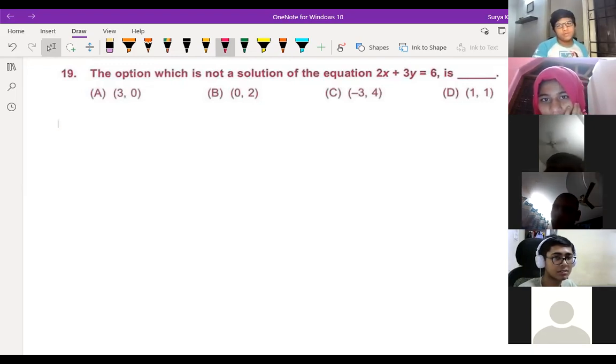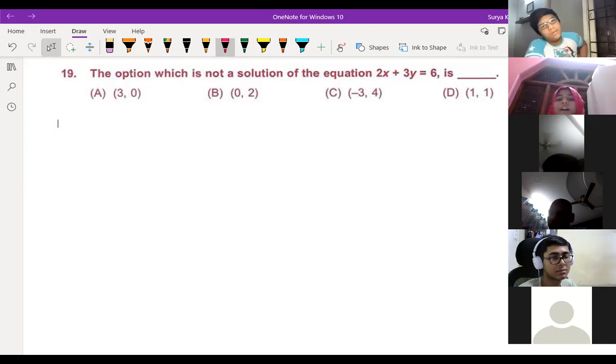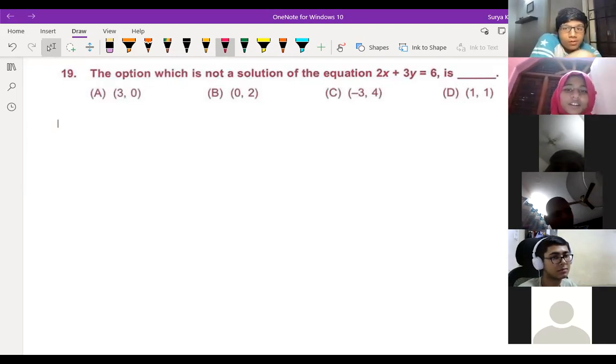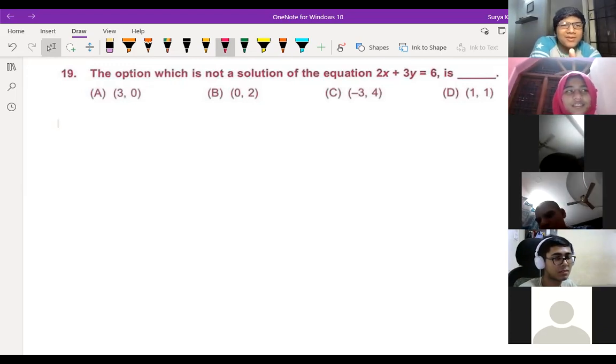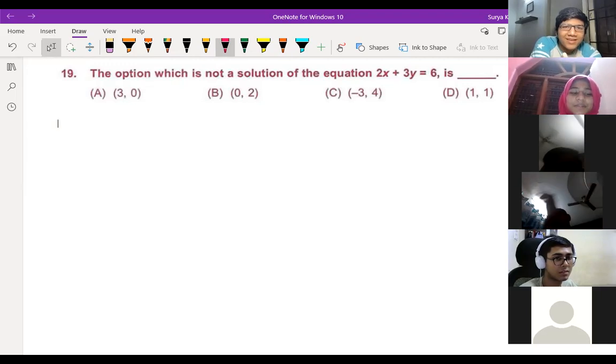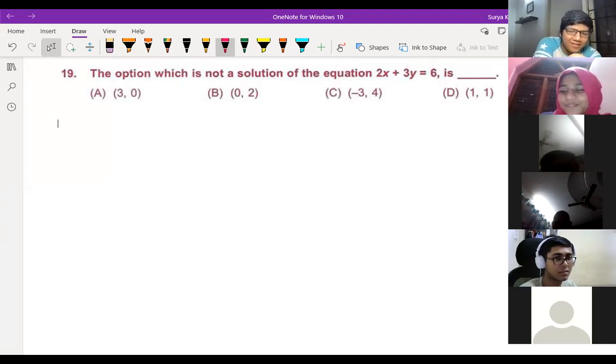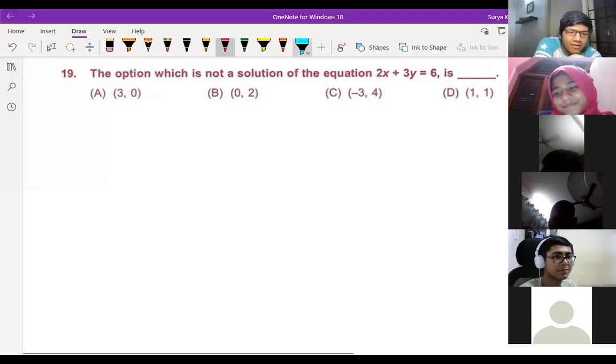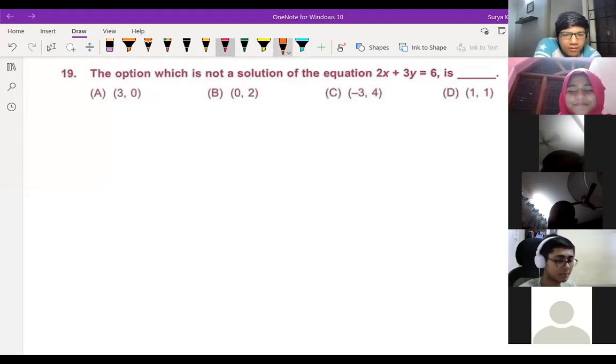Minus 6 plus 12 is equal to 6 only. So option C is a solution, and that is correct. Only D is the correct answer, which is not the solution of this. Now question number 20.